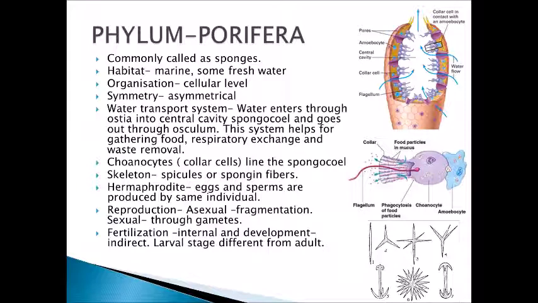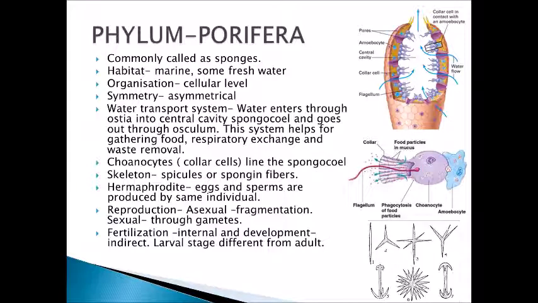Habitat where they are found. They are generally marine. Some freshwater sponges like Spongilla are also present. Organization: cellular level organization is seen in these organisms. That means though they are multicellular, there is no division of labor; only some sort of work is divided amongst the cells, but tissues are not formed. Loose cell groups are there. The body is asymmetric.